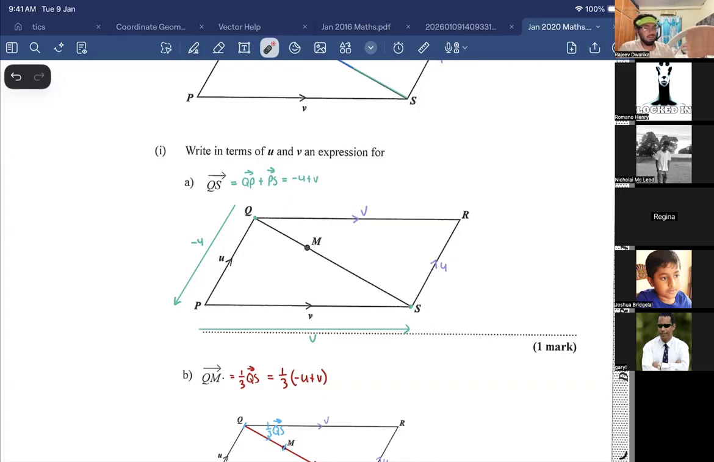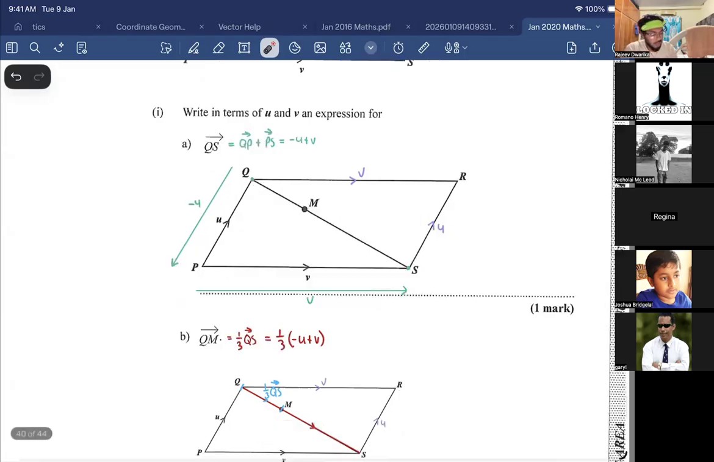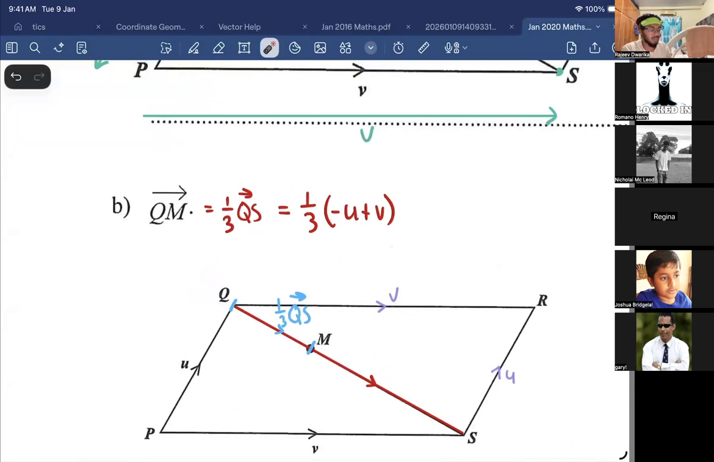So you're going in the opposite direction, so it's minus U and plus V. So QS is just minus U plus V. So anywhere I see QS, instead of writing QS, what am I gonna write? Minus U plus V. Right, because that's what QS is equal to. So in the second part I replace QS with what it was. Yes, sir. That makes sense.